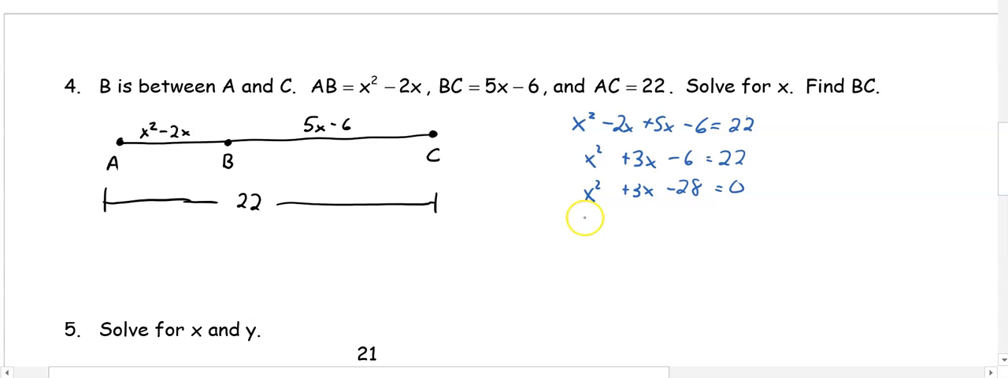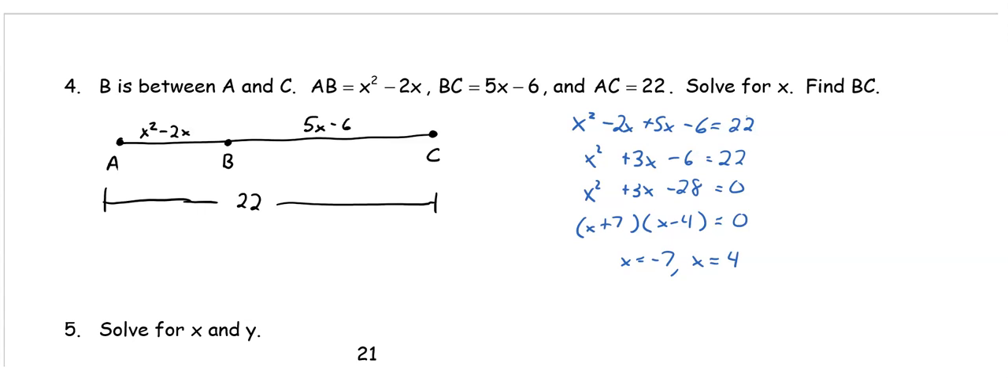We need two numbers that multiply to negative 28 and add to 3. So that's going to be x plus 7 and x minus 4. When we switch our signs, we get x is negative 7 and x is positive 4. If I take negative 7 and put it into 5 times negative 7 minus 6, I'm going to get a negative number, negative 41. So that number is out. So x is only going to equal 4.